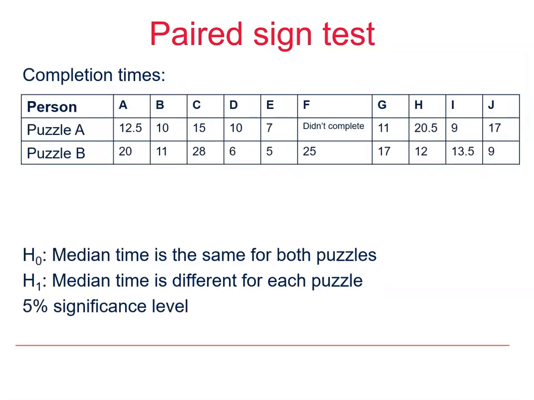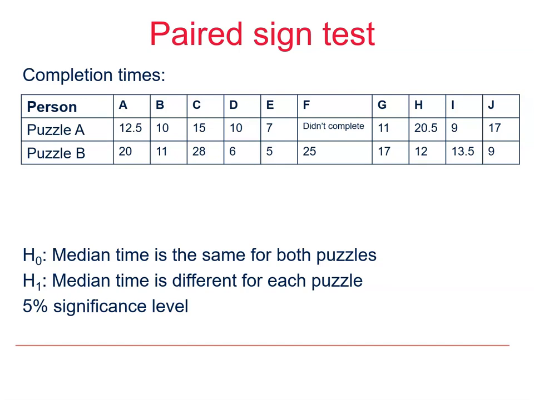Let's look at the scenario from the previous video of competition writers wanting to compare puzzles. Here is some data from a set of 10 people solving both puzzles. Look at the hypotheses. Is this going to be a one-tail test or a two-tail test? The alternative hypothesis states just that the median time is different, so it's a two-tail test.